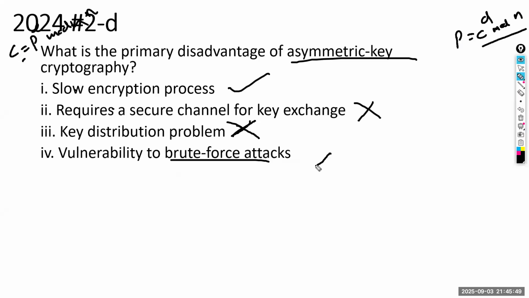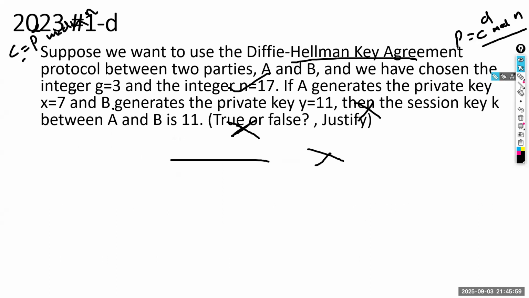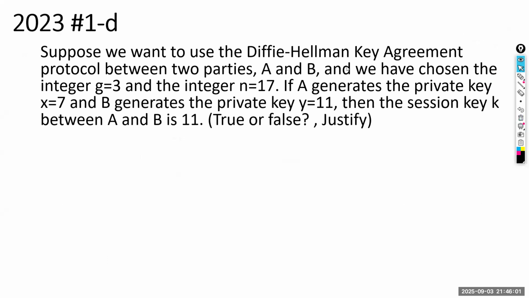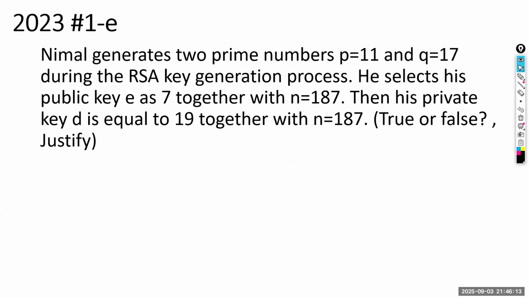So there's no brute force attack for modern ECC and so on. So slow encryption process, okay. Right. So now these are similar questions, they just change the numbers and so on. So you should be able to do this, okay. You should be able to do it by yourself.